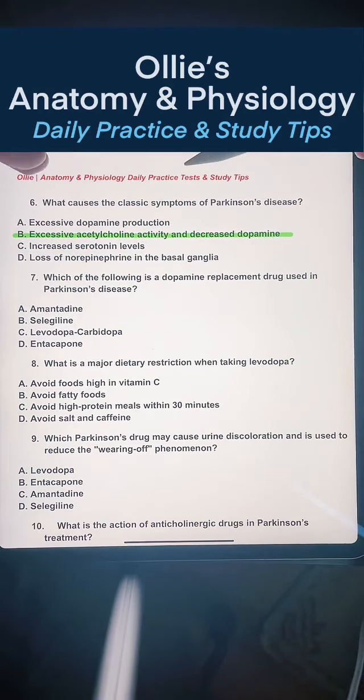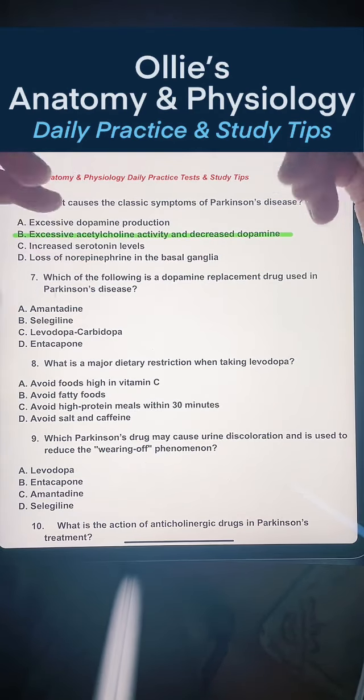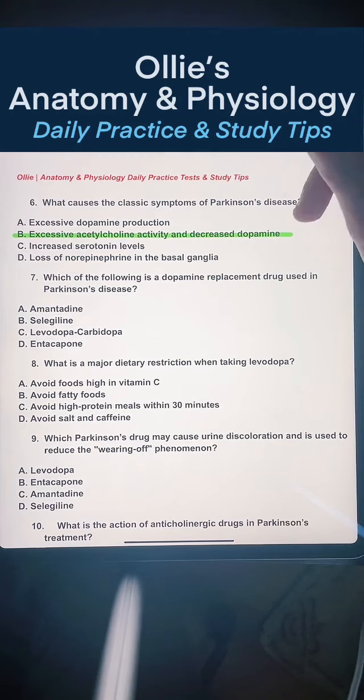So what causes the classic symptoms of Parkinson's disease? That is excessive acetylcholine activity and decreased dopamine. So Parkinson's, again, a deficiency in dopamine, and then it leads to relative excess of acetylcholine.